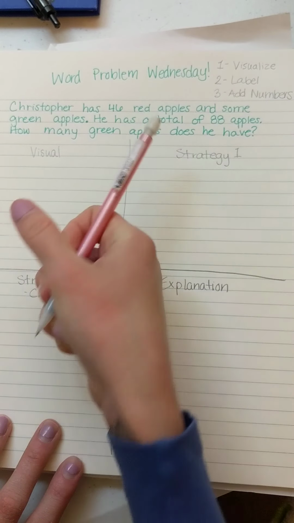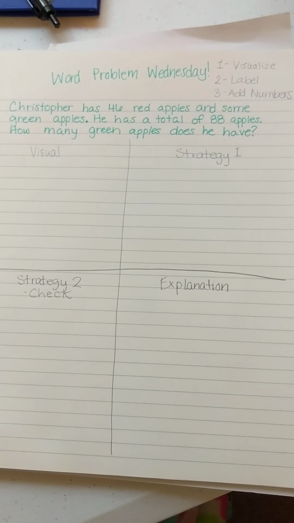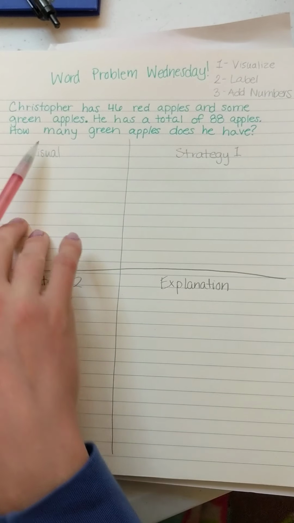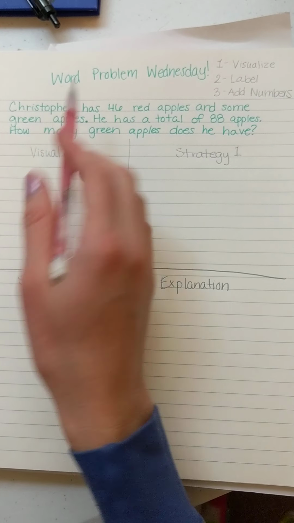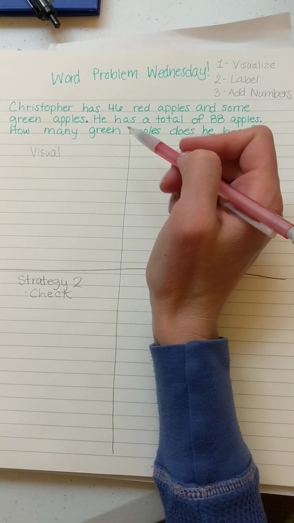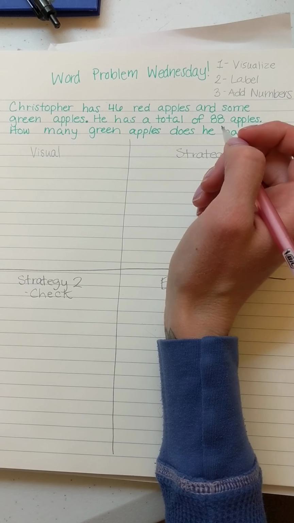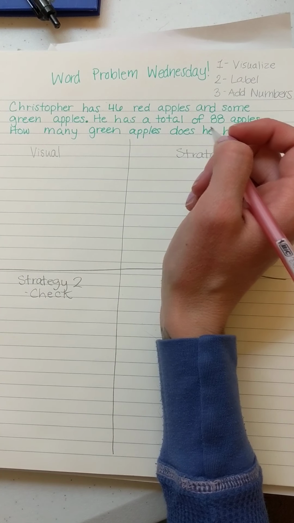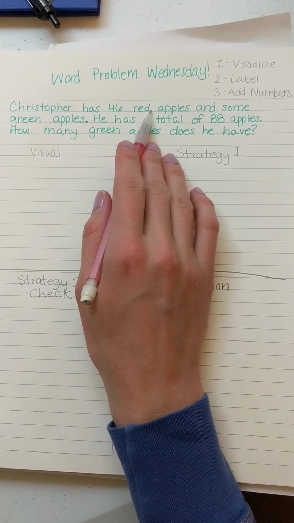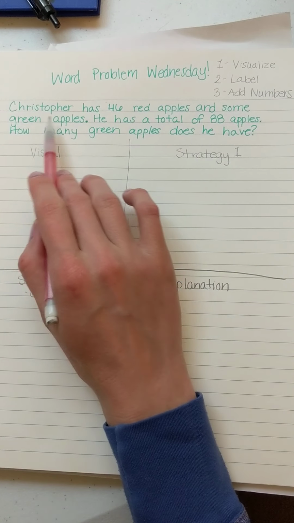I'm going to do an example that looks similar to one of the problems that you will be trying today. So let's read number 1 with our visual. And remember, when we get to the numbers, we don't read them at first. We just say the word sum because we don't want the numbers to confuse us when we're trying to decide if we want to add or subtract. Christopher has some red apples and some green apples.